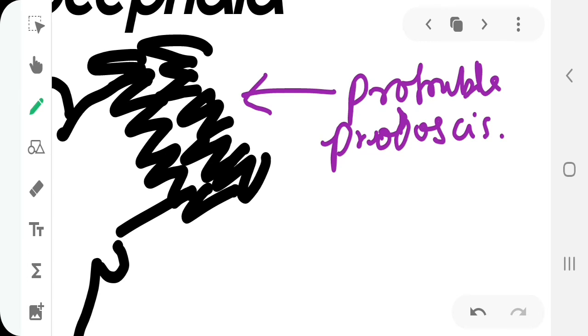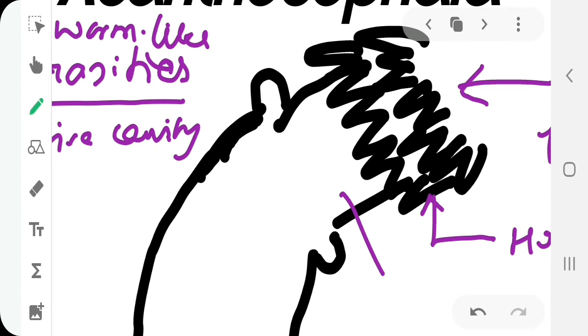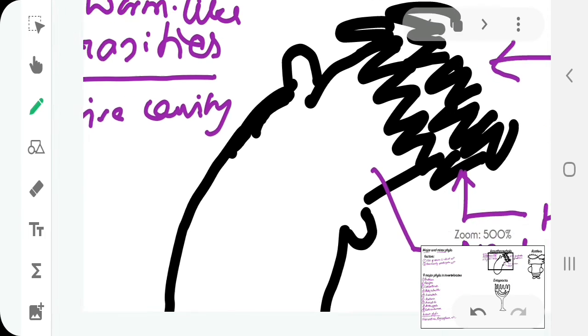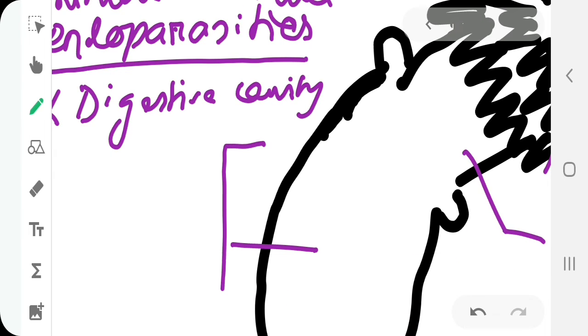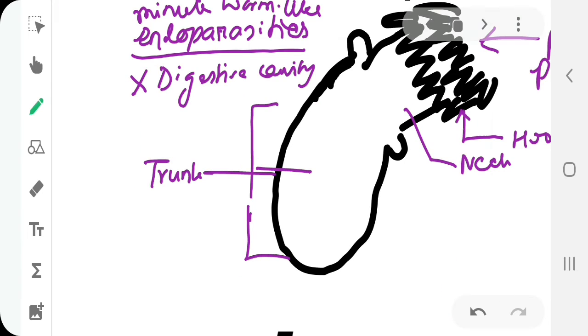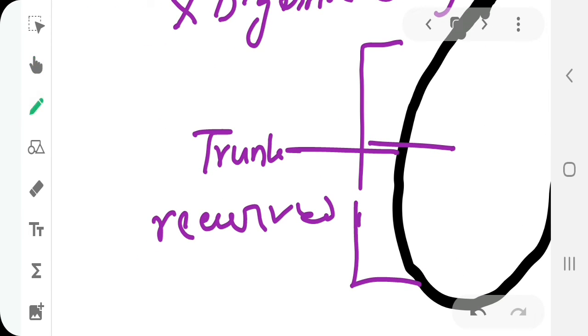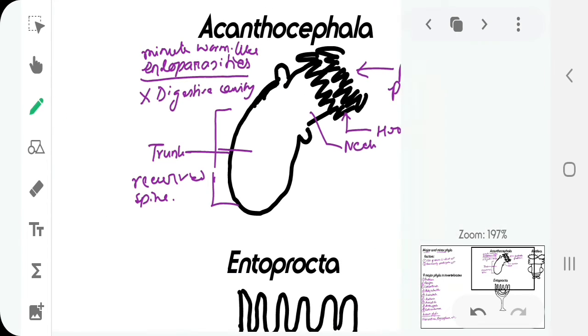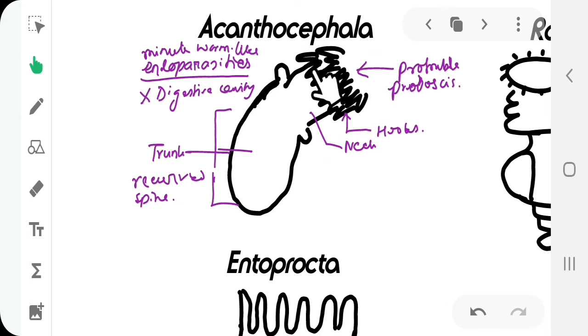Proboscis means mouth. This proboscis is covered with something called hooks. This is the neck region, and this is the trunk. This whole thing we can call the trunk. They have a recurved spine, which is curved. So there is a recurved spine which leads to the proboscis, that is the mouth, and the mouth is covered by structures called hooks. They also have a neck region.